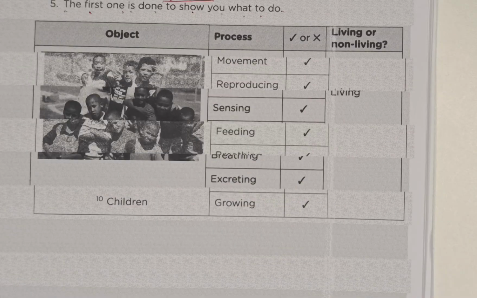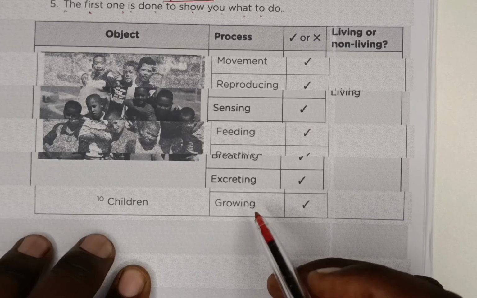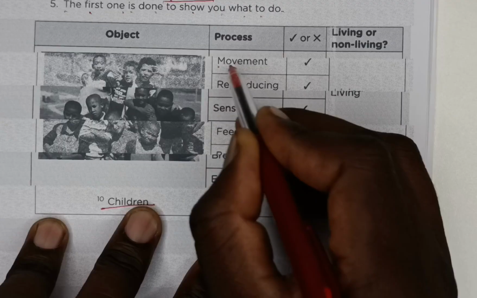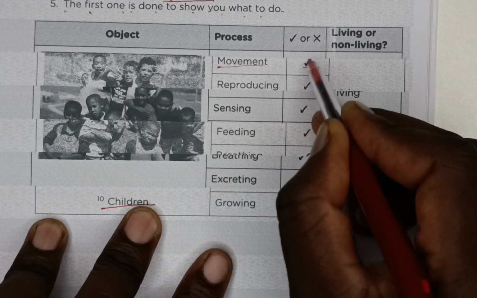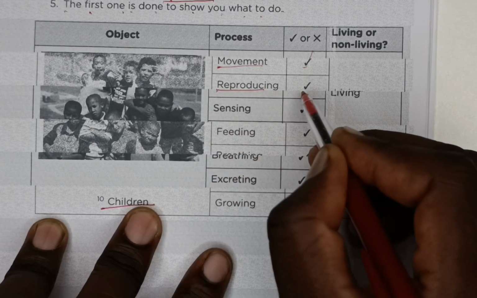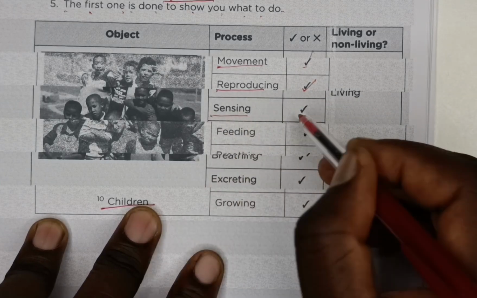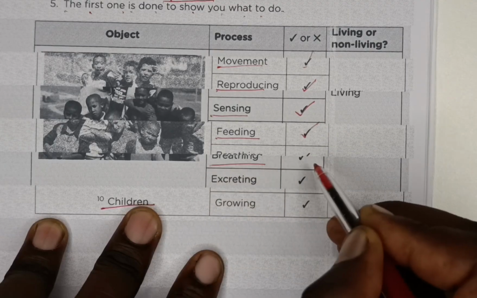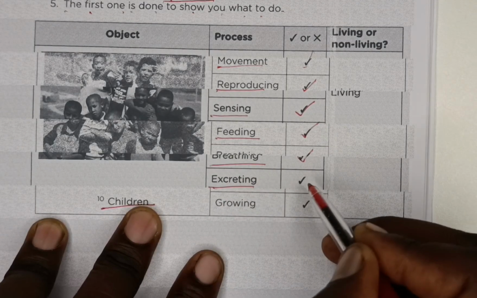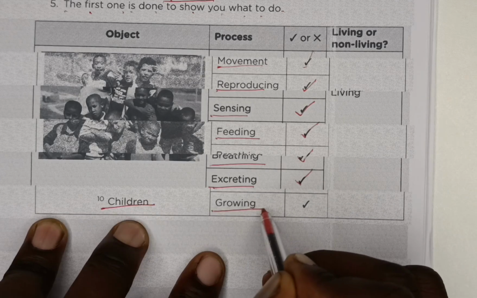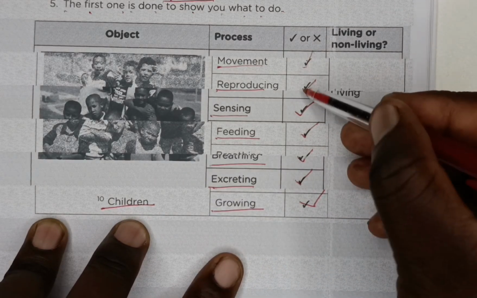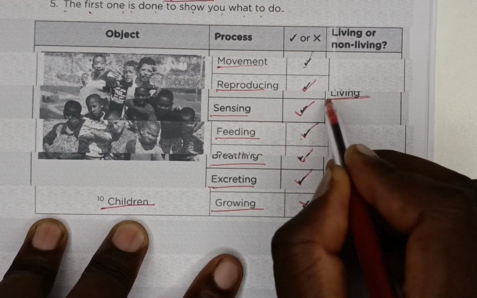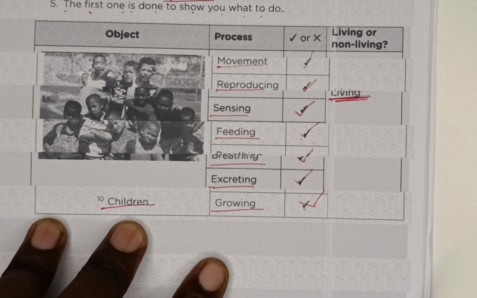So let us look at the first one, and they say this is done for you. What do we see here? We see children. Do they move? Yes. Do they reproduce? Yes. Do they sense? Yes. Do they feed? Yes. Do they breathe? Yes. Do they excrete? Yes. Do they grow? Yes. So because they have fulfilled all these processes, they are considered to be living.